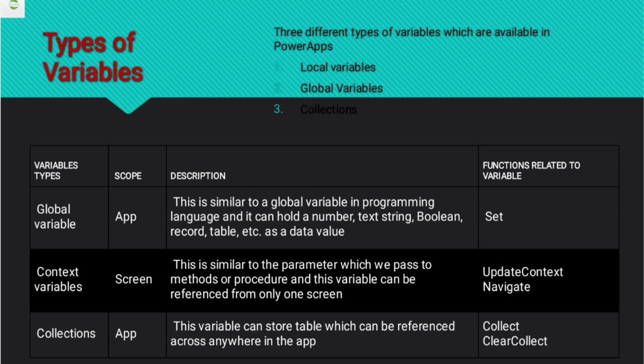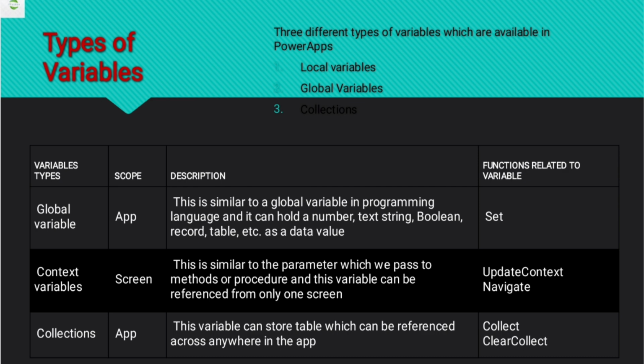The first variable is the global variable. As the name suggests, these are accessible across all the screens in our app, so they are great for storing values that we need to provide for multiple screens. The next one is the context variable, also known as the local variable, which means it is limited to only a particular screen. We can use them to pass values between the controls on the same screen, not with all the screens, not like a global variable.